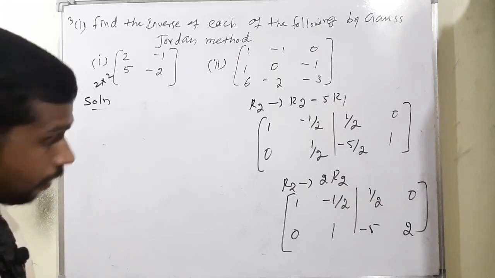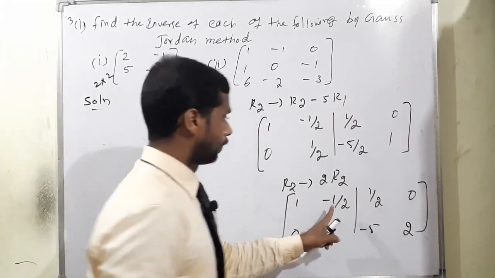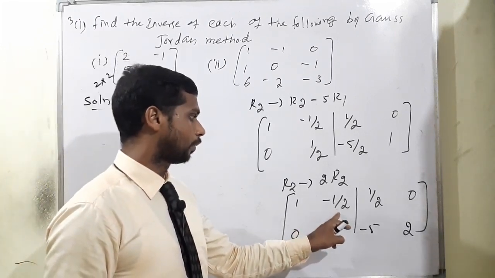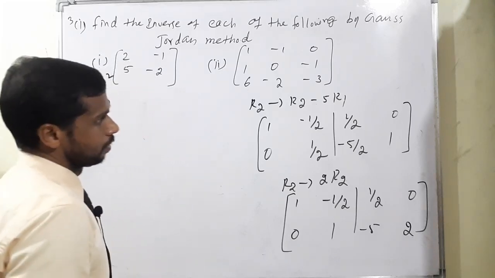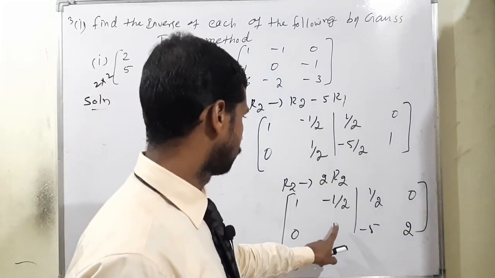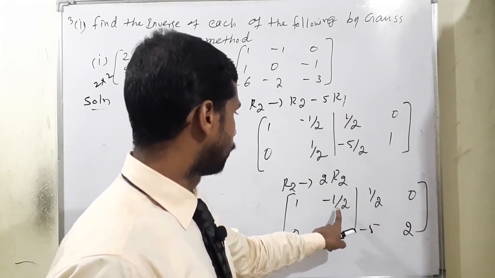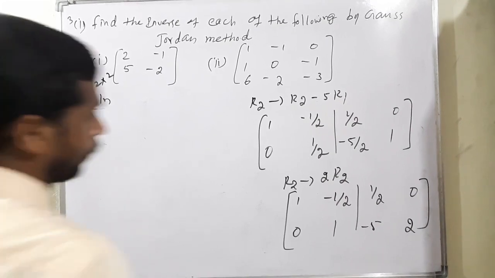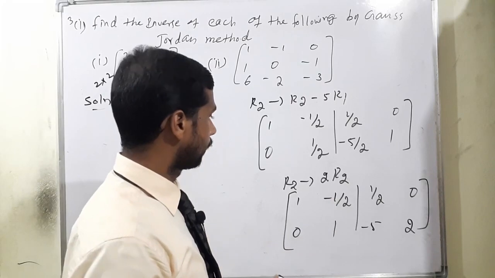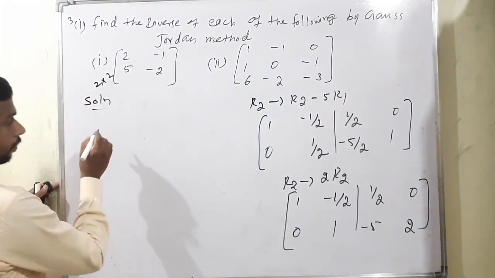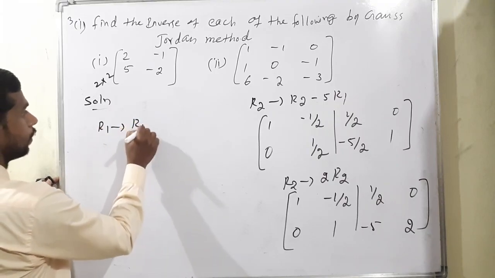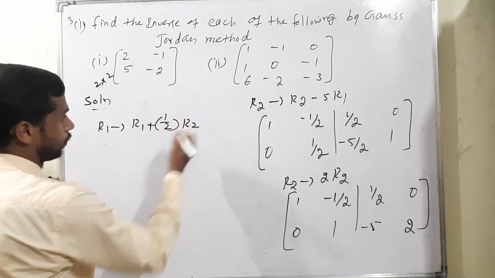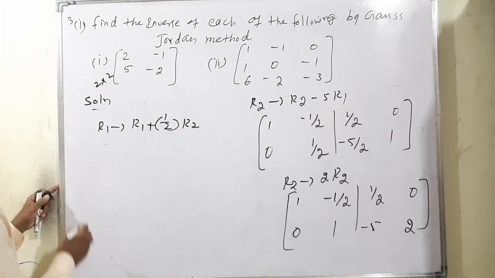So now the final one we have to modify now. This is 0, isn't it? 0 means, first this we have to make it 1. 1 into minus 1 by 2 is there. So next what we have to do? This is equal to, for 0, just comparing the R2. So R1 gives R1 plus minus 1 by 2 into R2. Positive 1 by 2 into R2, okay.